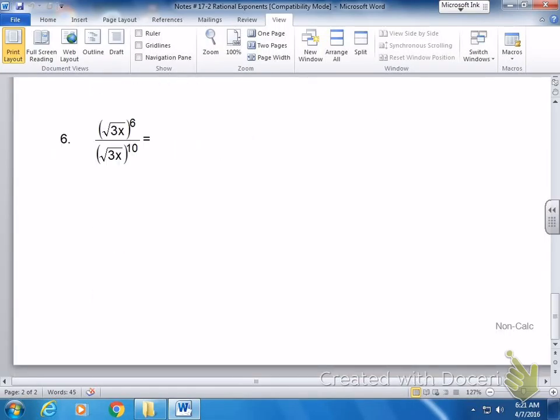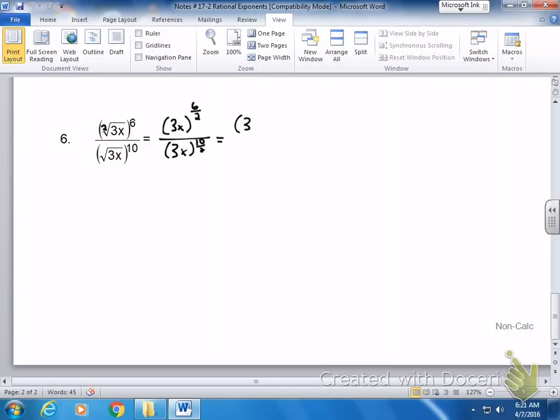I have in parentheses the square root of 3x, close parentheses, to the 6th, and then the same thing on the bottom, but to the 10th. So I'm going to rewrite these, but the parentheses are important. When I take the 3x out, it needs to be in parentheses also. Now, I know I really have a 2 here, so my exponent would be 6 over 2 divided by the same thing, except instead of 6, I have 10. So 10 over 2. Now, I can clean this up, and you may think this is going to be a rough problem, but it really isn't.